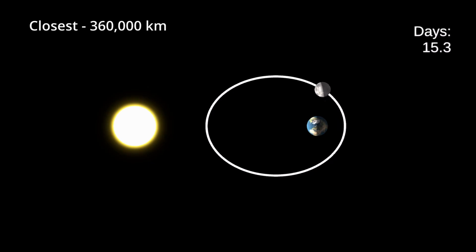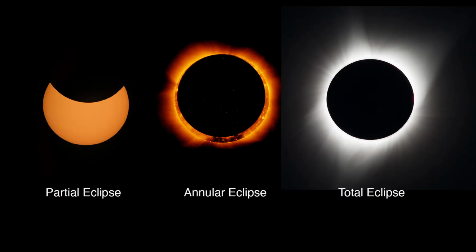At its closest, the moon is about 360,000 kilometers from Earth, and at its farthest, it's about 405,000 kilometers from Earth. As a result, when an eclipse occurs while the moon is too far away from Earth, it does not completely eclipse the Sun when viewed from the surface. This is called an annular eclipse.